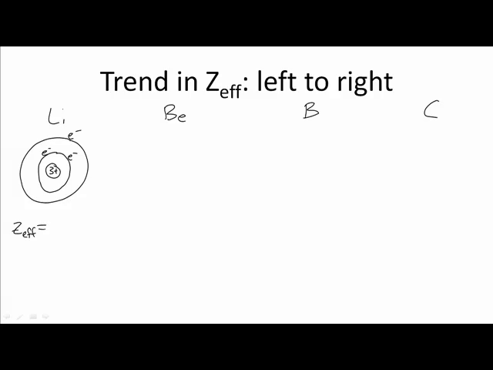So if we're calculating Z effective there, we would say, all right, the charge of the nucleus is plus 3. And then there's how many shielding electrons? There's 2. There's 1 on the outside that's being shielded by 2. So if you're this valence electron in lithium, you feel like the nucleus has a plus 1 charge. You're looking at the nucleus. What you see is something with a plus 1 charge.